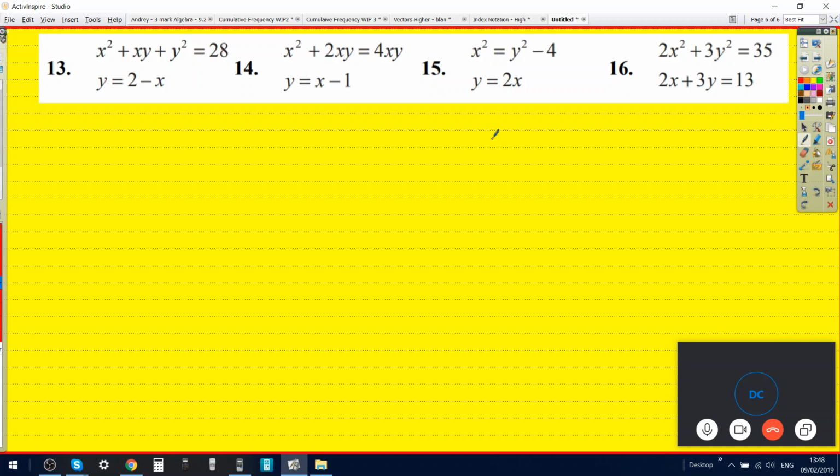Okay, yeah. So I'd say x squared plus x open bracket 2 minus x close bracket plus 2 open bracket 2 minus x close bracket, open another bracket 2 minus x close bracket equals 28. That's it. So I think you're okay there. Let's see. 15 is 2x. Okay, let's try 15.